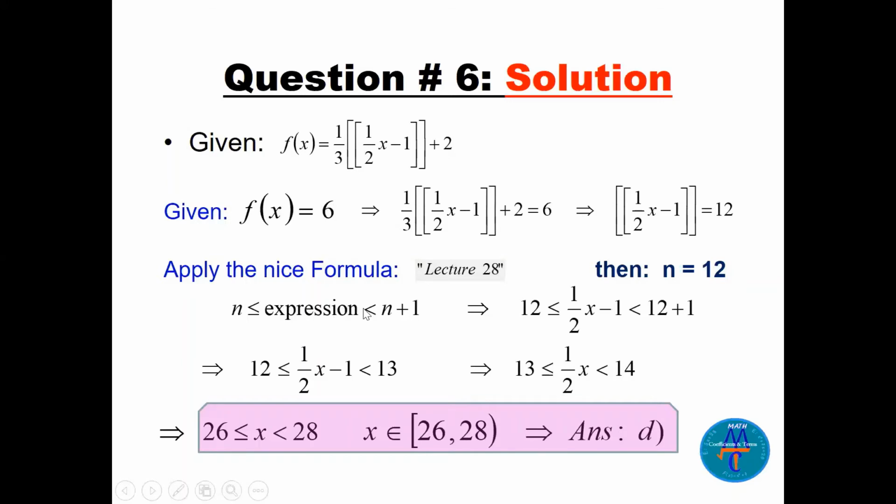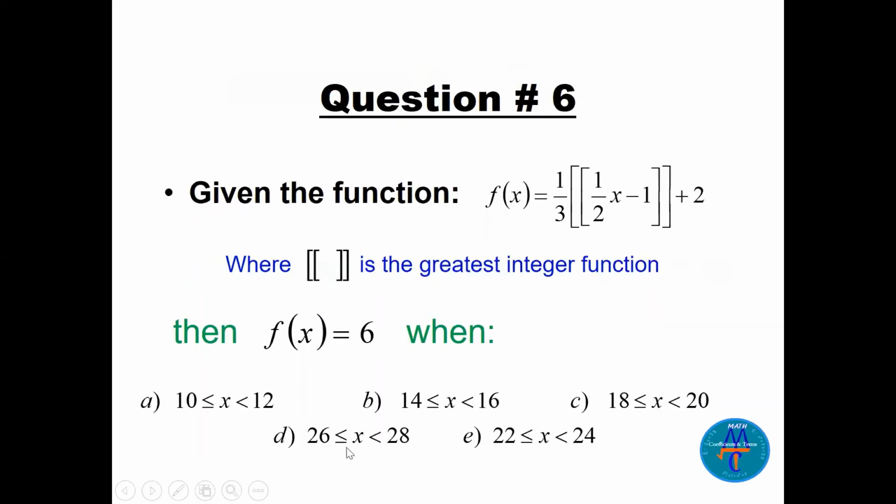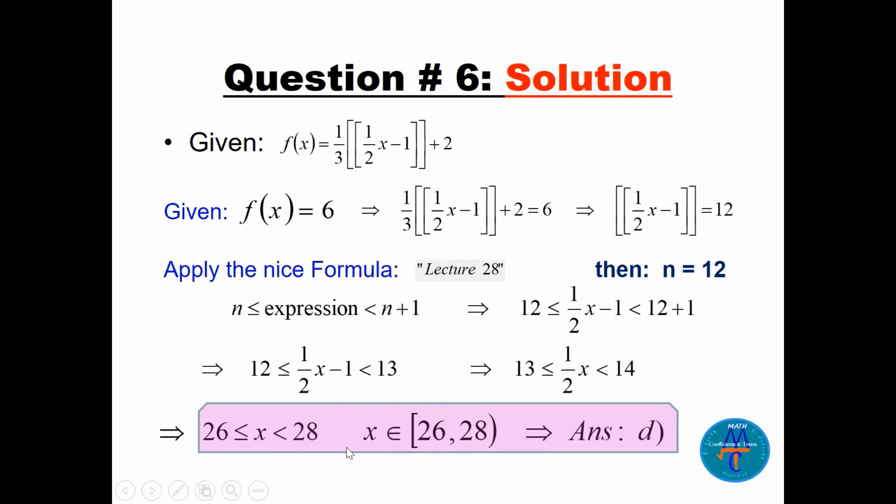So we take the expression inside, half x minus 1, between closed n, that's the nice formula, less than n plus 1. So n is the 12 here. So I say 12 less than or equal to this, less than 12 plus 1. And then, you know, this is a compound inequality. So we add 1 there, and then we multiply by 2. It will be closed 26 to 28. The answer is D. You can see D is there here. 26 closed to 28 open.